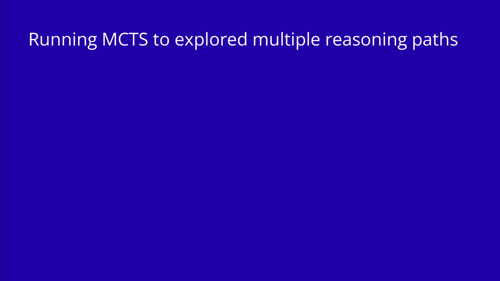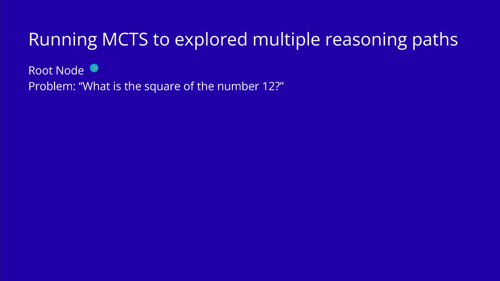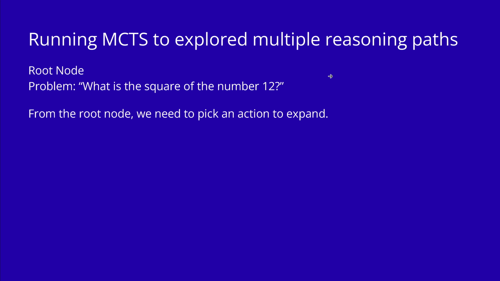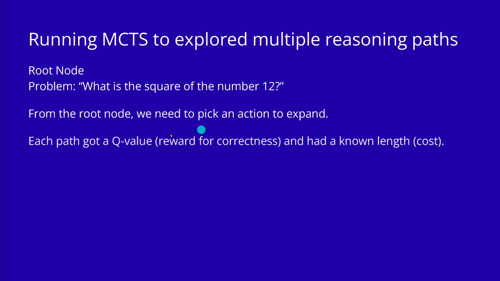Examples are always nice, so let's do the simplest example of running Monte Carlo tree search to explore multiple reasoning paths. We start with a root node. In the root node, I define the problem: what is the square of the number 12? Yes, I know it's simple, but it's just about the procedure. So from the root node, we need to pick an action to expand the root node into further child nodes.